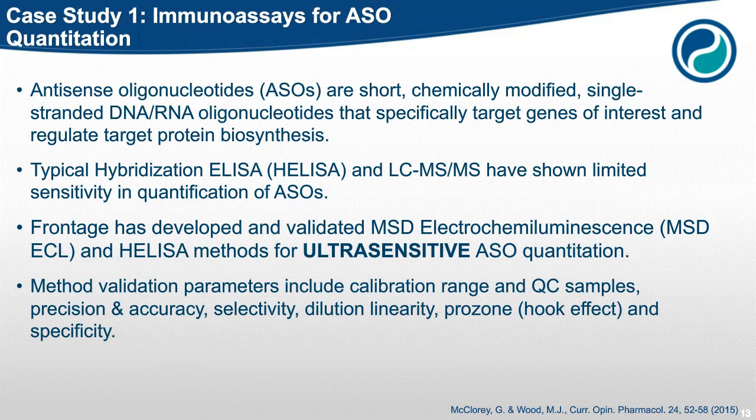In the next part, we'll present two case studies for ASO quantification using these methods. ASOs are short, chemically modified, single-stranded DNA or RNA nucleotides that specifically target genes of interest and regularly target protein biosynthesis. Typical hybridization ELISA and LC-MS methods have shown limited sensitivity in quantifying these agents. In this first case study, we have developed and validated MSD-ECL and ELISA methods for ultra-sensitive ASO quantification in human plasma. Method validation parameters include the calibration range and QC samples, precision and accuracy, selectivity, dilutional linearity, prozone, and specificity.